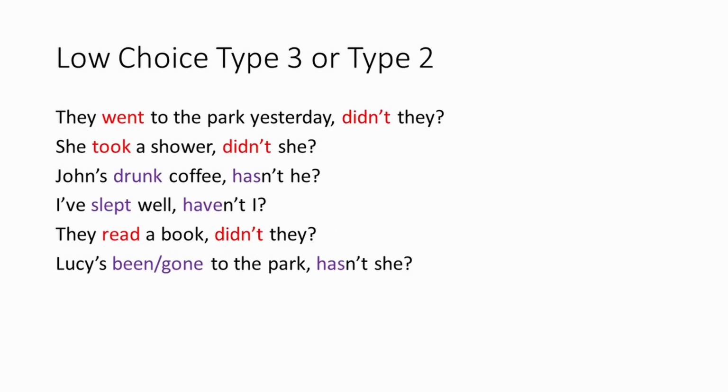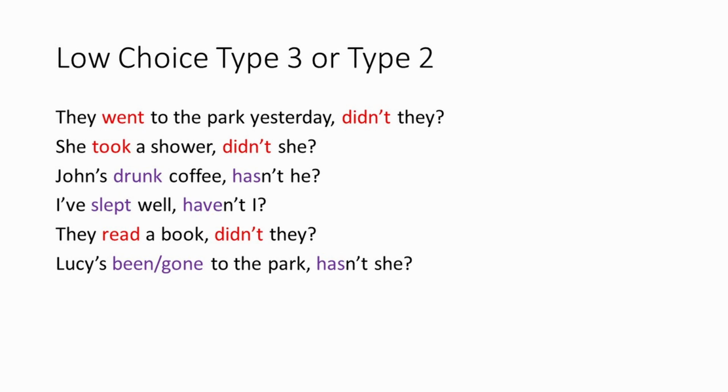And here are the answers. The first one: they went to the park yesterday, didn't they? So didn't goes with type 2. She took a shower, didn't she? So didn't, again, with type 2. John's drunk coffee, hasn't he? So here, hasn't he indicates it's type 3. And you might ask the question, John's, is that John is drunk coffee? It could possibly be John is, but in this case, it's John has. John has drunk coffee. But when we speak English, we just have an S sound. John's drunk coffee.